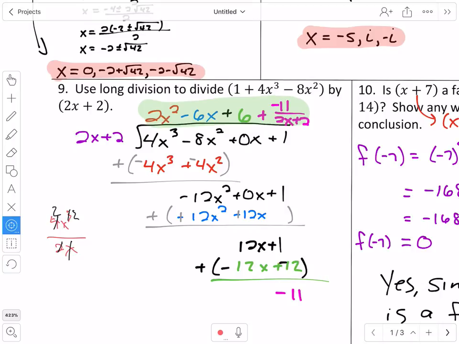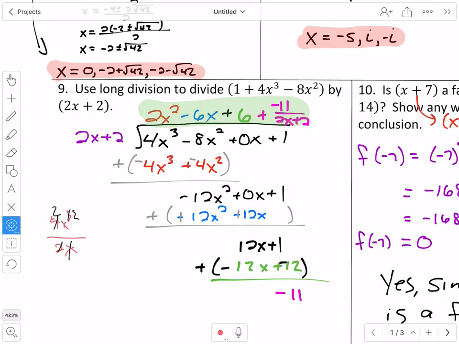The way I like to do this is not required. You're supposed to subtract this from the previous two terms. I like to change it to addition and change the signs. You don't want to do that? It's America. Don't do it. 4x cubed plus a negative 4x cubed, 0. Minus 8x squared plus a negative 4x squared, minus 12x squared.